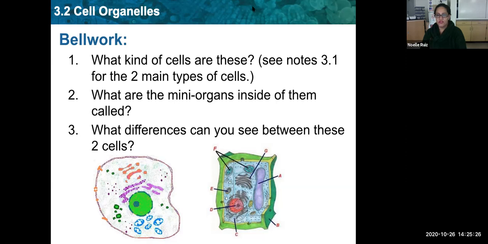What do you see in both of the cells? Do you see a nucleus in both of those cells? Yeah. Do you see organelles in both of those cells? Little tiny organs? What do you guys think? We don't know if you see the organelles.